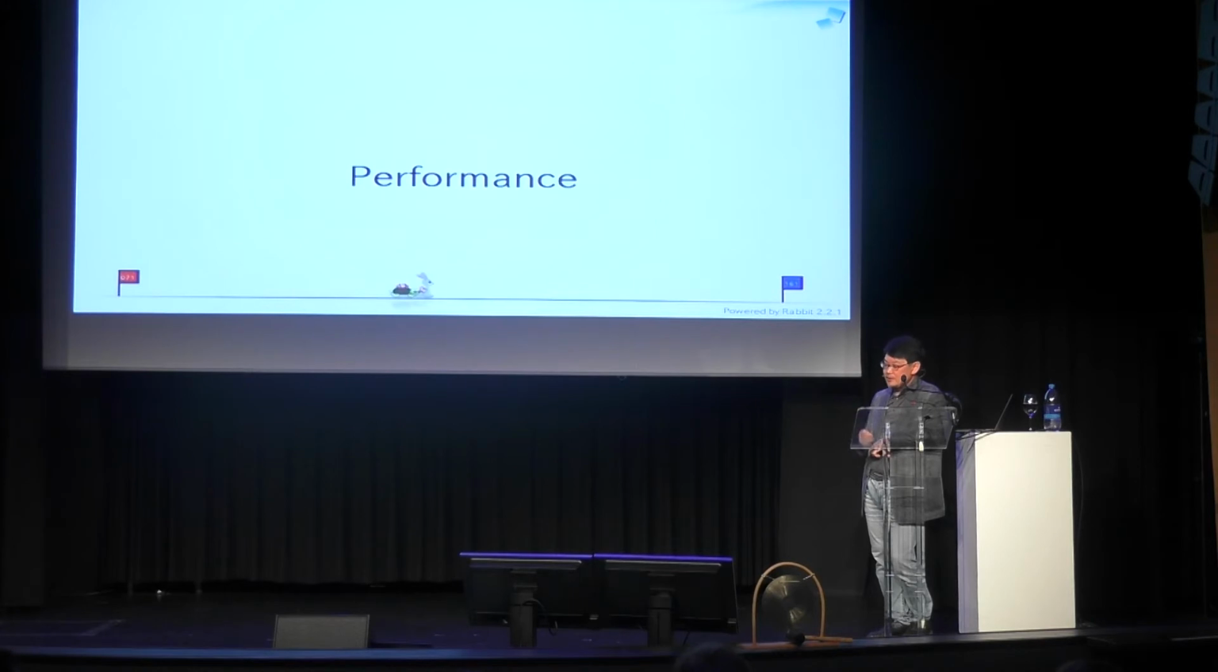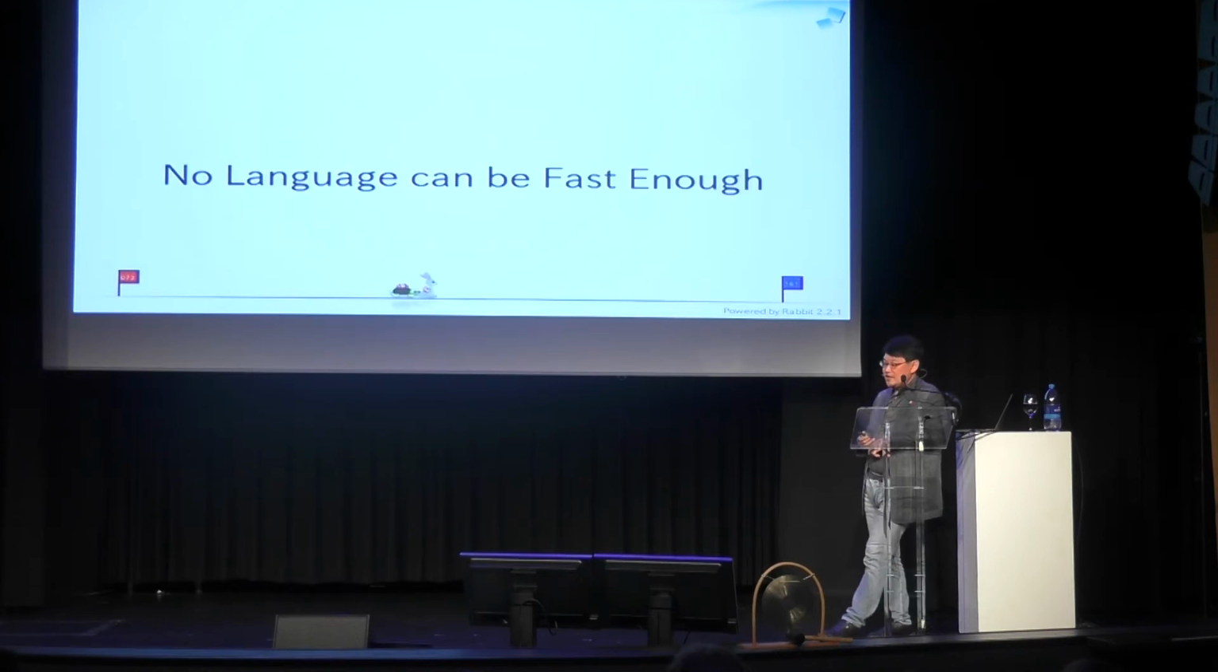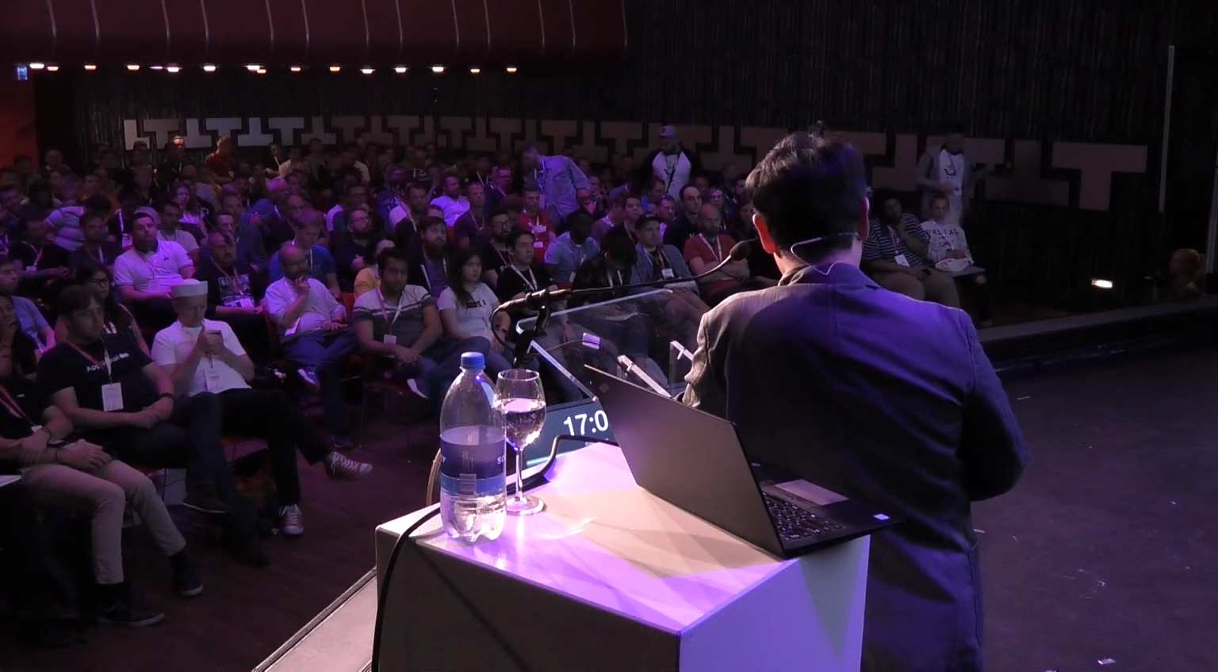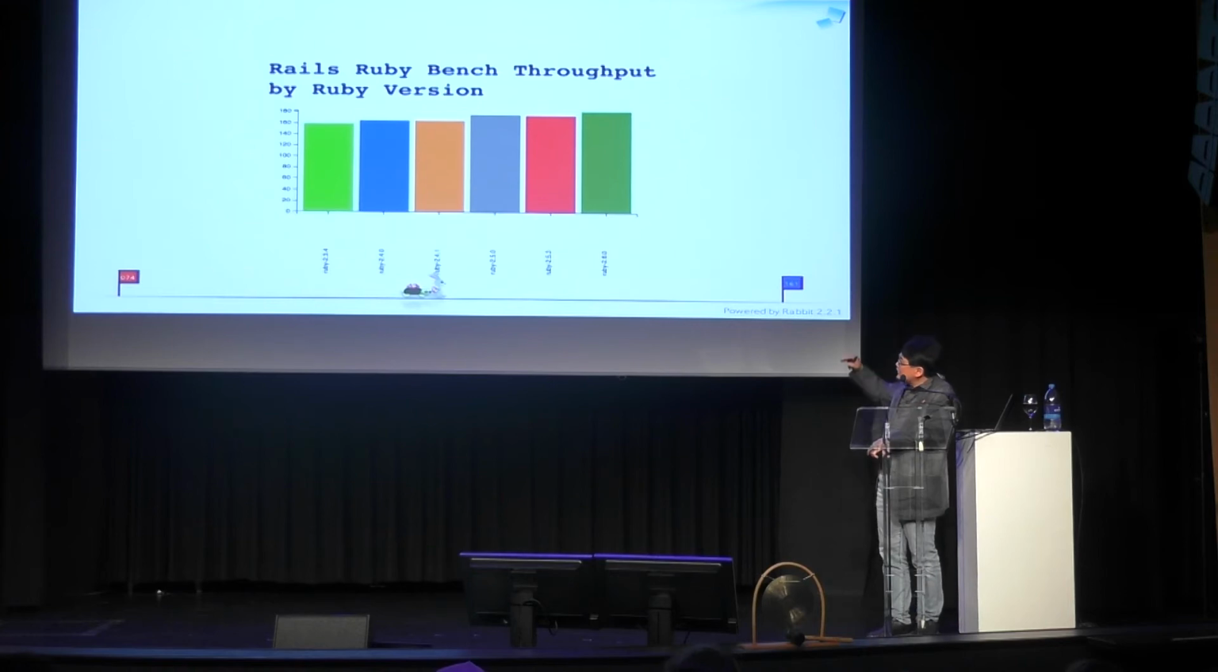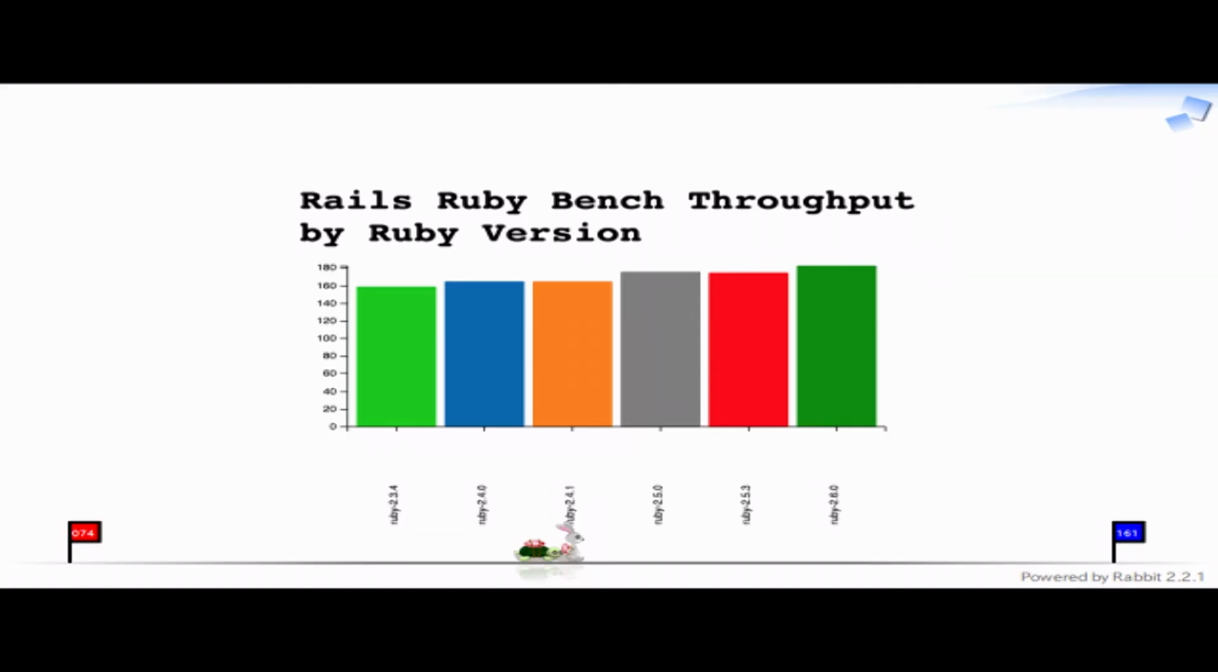Now, performance improvement. No language can be fast enough. People complain about the performance of every language, like Java. Some people complain about Java performance, and then Ruby performance, of course, Python, PHP, Go, Rust, whatever. Every language can be complained about for its performance. And we have been working on improving performance since Ruby 2.0 was released.